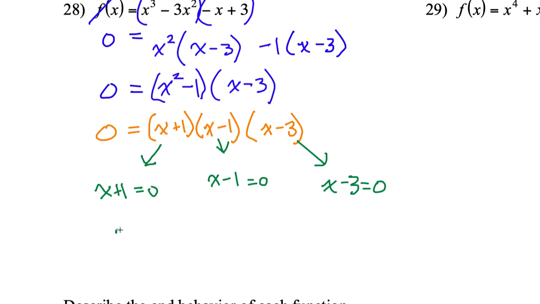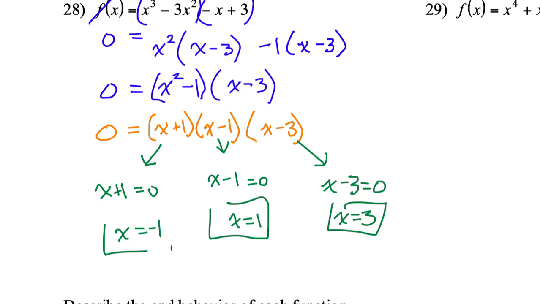Subtract 1 on both sides, I get x is equal to negative 1. Add 1 to both sides, x is equal to 1. Add 3 to both sides, x is equal to 3. Those are our three answers: negative 1, 1, and positive 3.